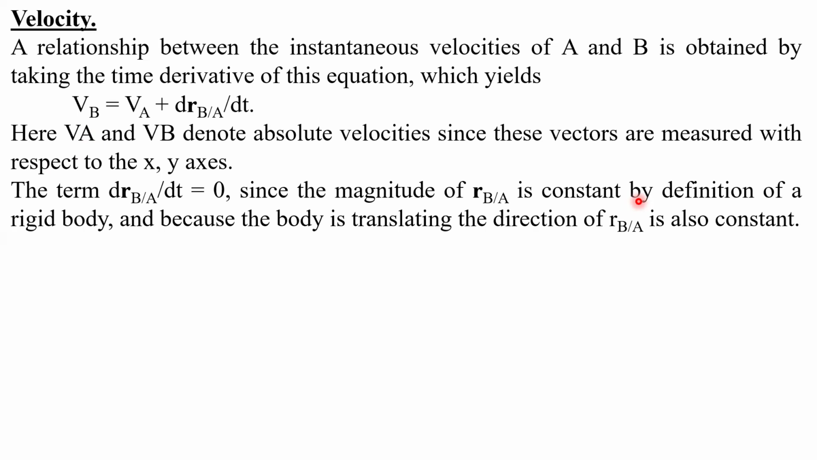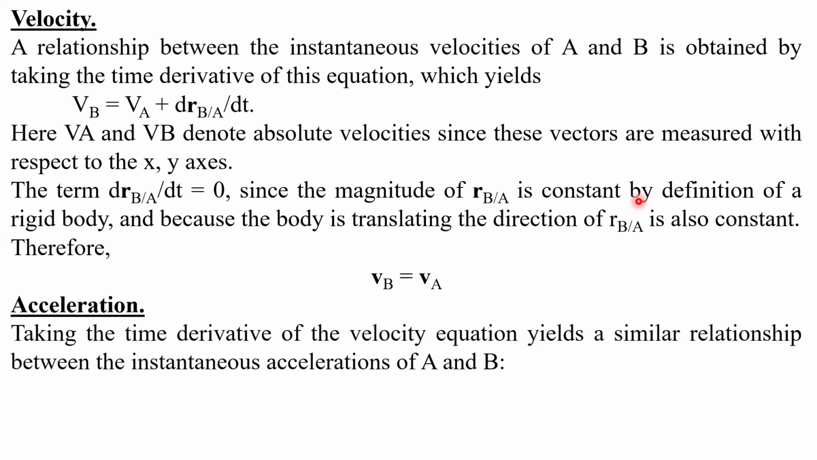If the body is rotating, then at every angle theta the direction will be changing. But since the body is translating, that is, moving in a straight line, it is not changing direction. And velocity has magnitude and direction. Therefore, V_B is equal to V_A.